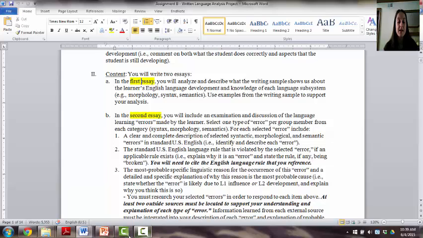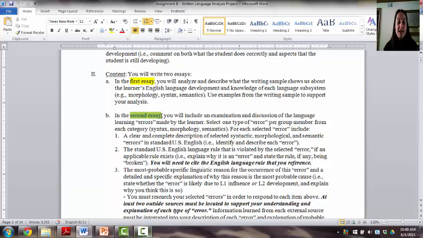In the first essay, you're going to be analyzing and describing what the writing sample shows in terms of all of the accomplishments, all of the aspects that the English language learner completed correctly in terms of morphology, syntax, and semantics. And you're going to be using examples from the writing sample to support your analysis. So I would like you to look at all of the accomplishments that the writing sample provides. That would be your first essay.